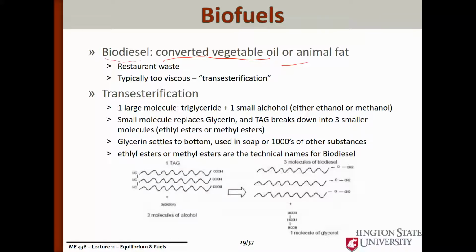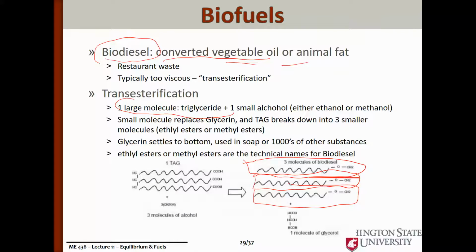And when you want to convert that vegetable oil and animal fat into a biodiesel, you do something called transesterification. You're going to have one large molecule that's a triglyceride, a big, long hydrocarbon chain all wrapped around on itself. What you're going to do is heat it up, and you're going to break it down into 3 separate long hydrocarbon chains. Under the right equilibrium conditions and with the right catalyst, this is what happens.